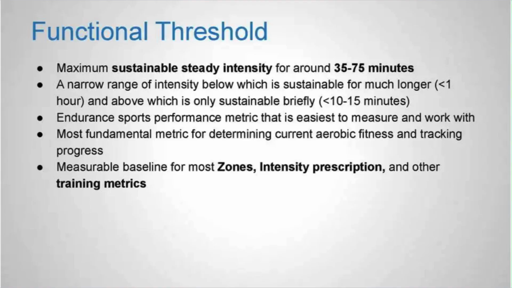Another way to think about it is it's a narrow range of intensity, power, pace, or heart rate, below which the athlete could sustain for a much longer time, 1, 2, 3, maybe even 4 or 5 hours, depending on the athlete. And above that intensity, they would only be able to sustain it briefly, less than 10 or 15 minutes. Functional threshold is one of the endurance sports performance metrics that's the easiest to track and work with.